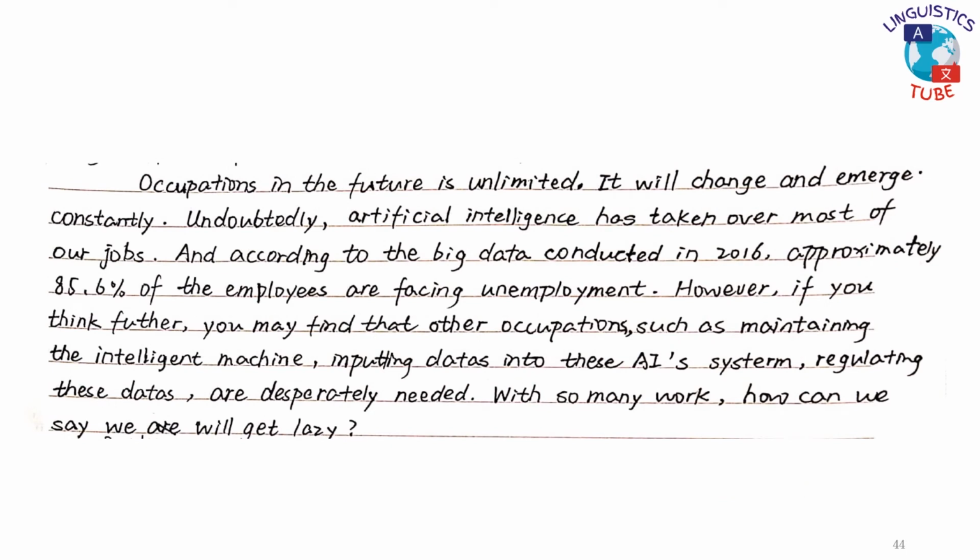Occupations in the future is unlimited. It will change and emerge constantly. Undoubtedly, artificial intelligence has taken over most of our jobs, and according to the big data conducted in 2016, approximately 85.6% of the employees are facing unemployment. However, if you think further, you may find that other occupations, such as maintaining the intelligent machine, inputting data into these AI systems, regulating these data, are desperately needed. With so many work, how can we say that we will get lazy?